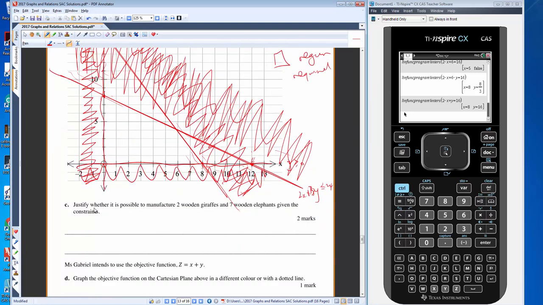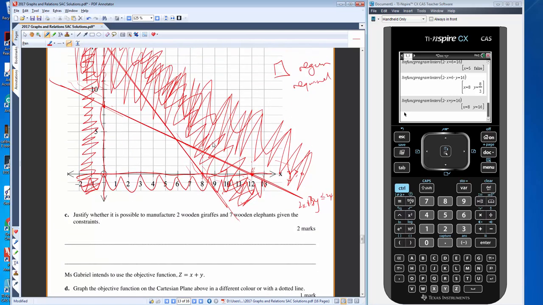Okay, so justify whether it's possible to manufacture 2 wooden giraffes and 7 wooden elephants given the constraints. So here's 2 and here's 7. Okay, so what a lot of you said was no, outside the feasible region, which is true, but you really needed to justify it, and for 2 marks that just wasn't going to cut it.